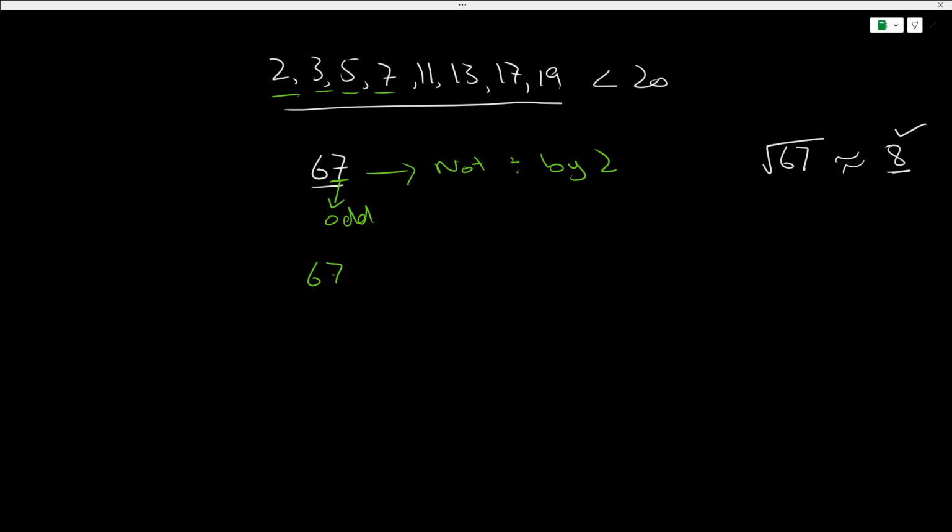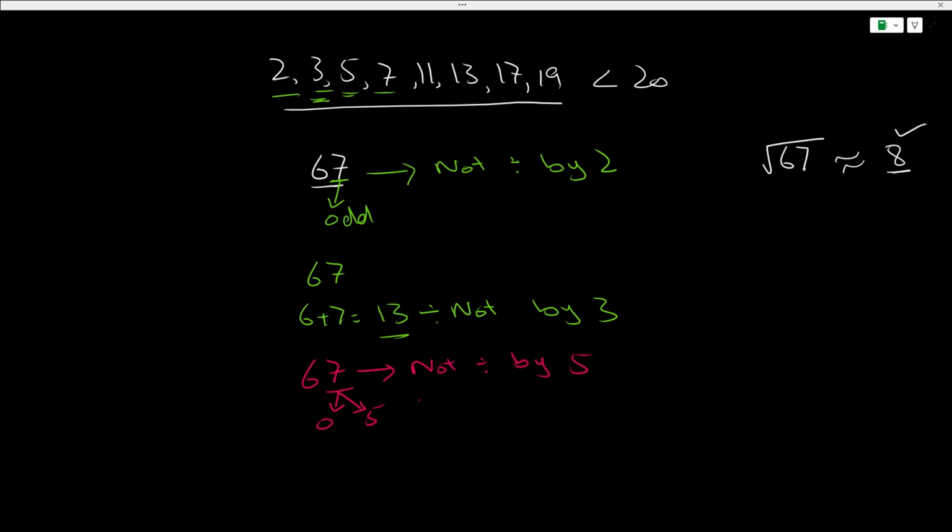Now check if 67 is divisible by 3 or not. We will add both of the digits. 6 plus 7, that's 13, and 13 cannot be divided by 3. Next check is 5, so we will write 67. We will check the last digit, that is 7. It's neither 0 nor 5. So we say 67 is not divisible by 5.